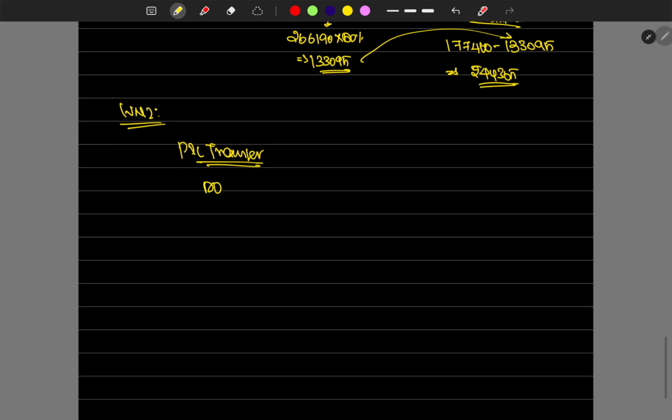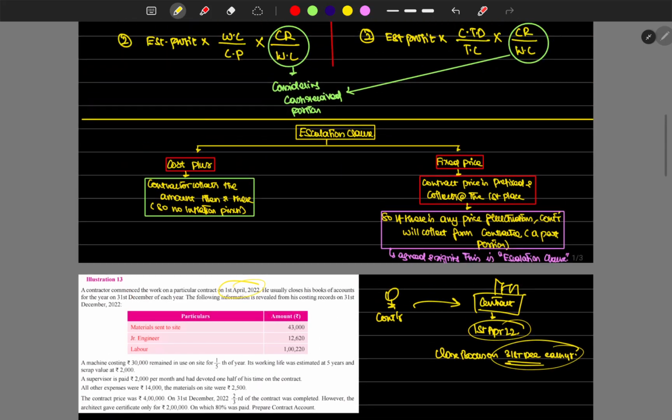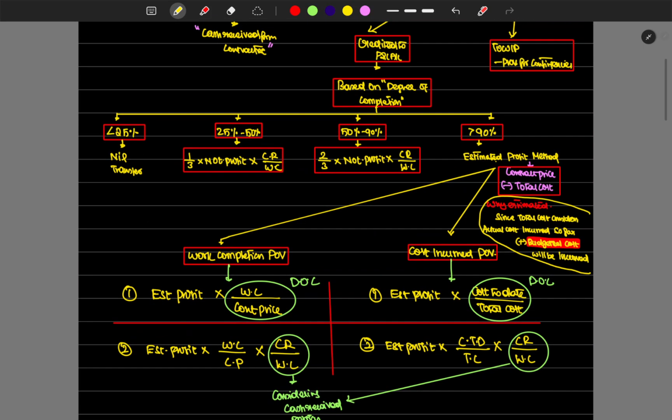How much is the degree of completion first? Find out the degree of completion. Work certified divided by contract price. So work certified is 2 lakhs. Contract price is 4 lakhs. So 50% of work has been completed. So we can take the two-third of the notional profit, right? If work is completed so much, we can take the two-third of the notional profits.